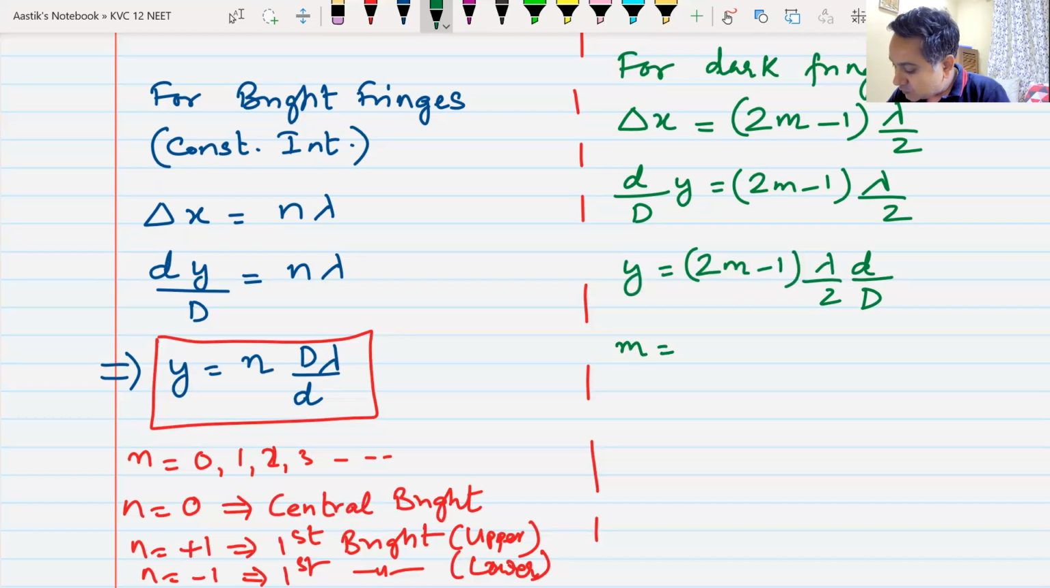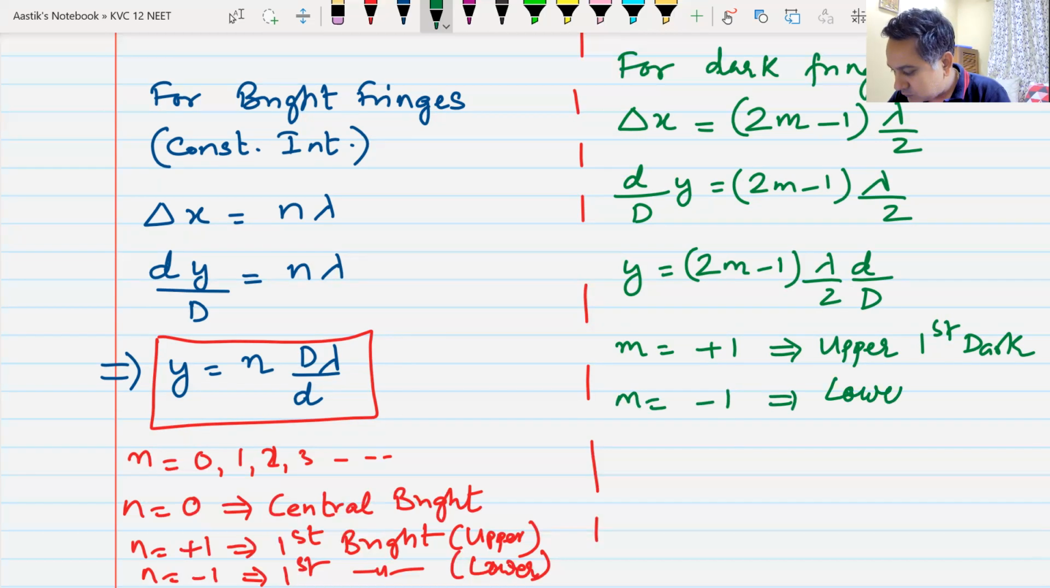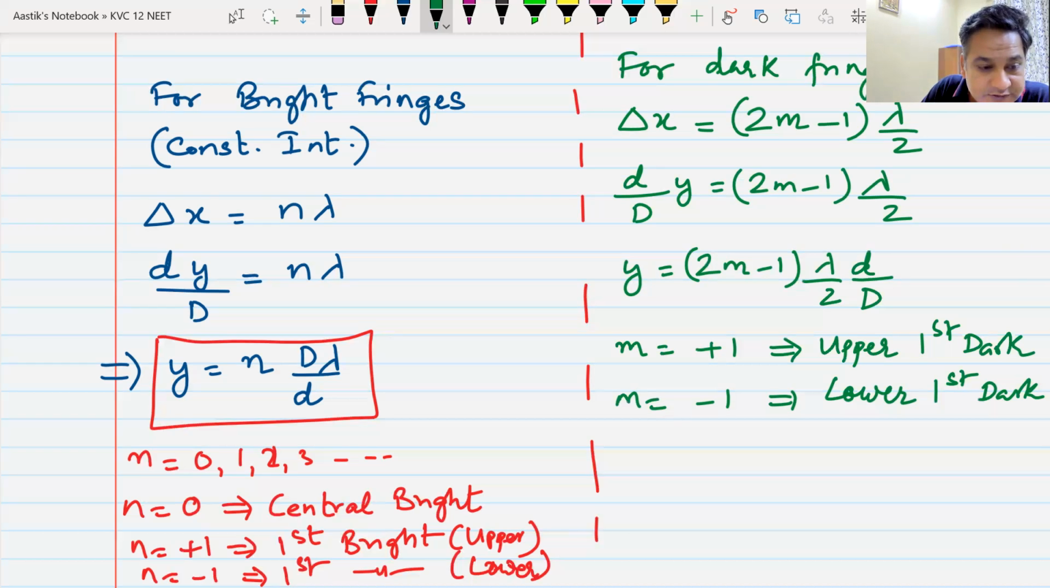When m is equal to plus 1, I will get the upper first dark fringe. If I put m equal to minus 1, I will get the lower first dark fringe. Do we understand this? Please note it down. I'll give you a minute.